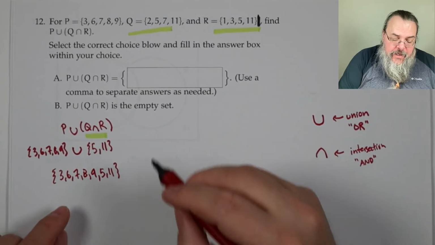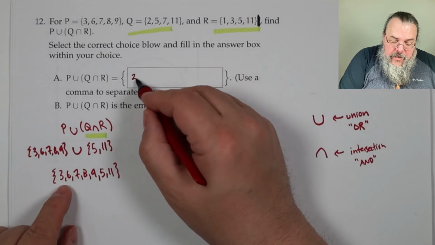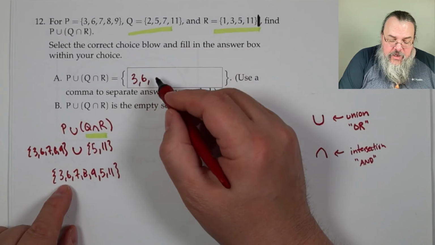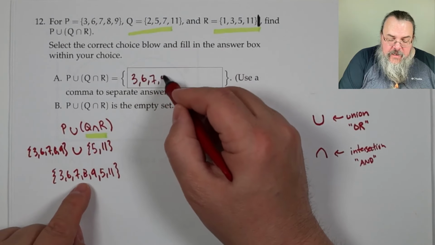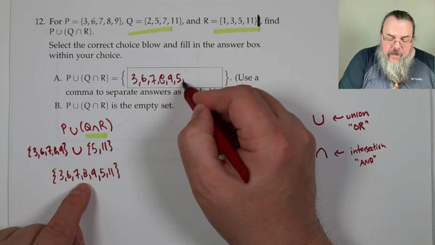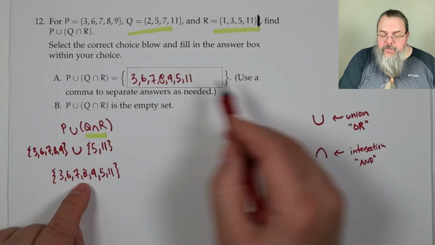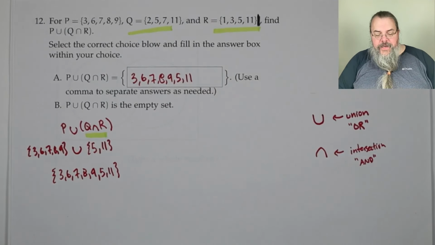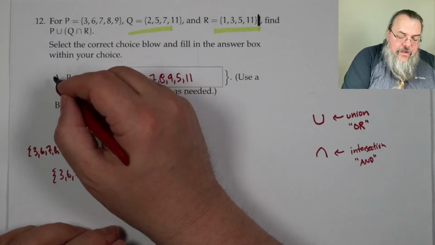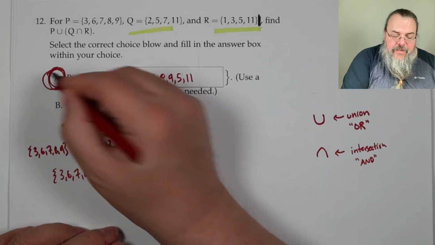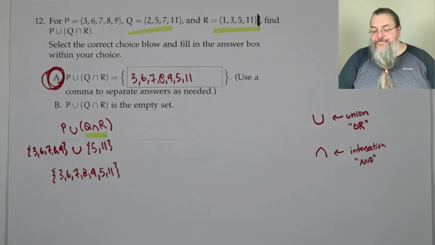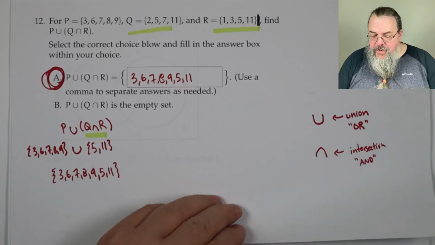So that's a small thing. But other than that, you just make a list. 3, 6, 7, 8, 9, 5, 11. We don't need to put in the squiggly brackets because those were already there. And so it's not empty. There's something on the inside. All right, so that's number 12.